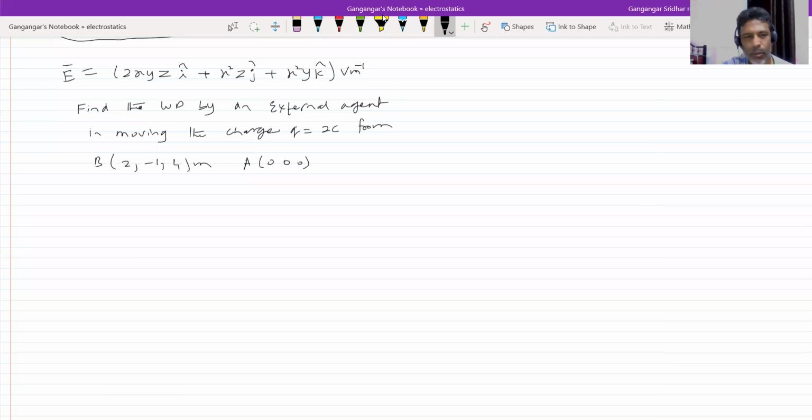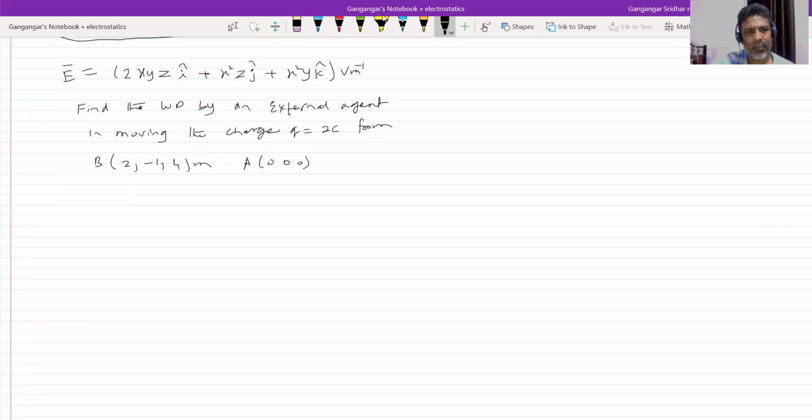Okay, straight away I brought a non-uniform electric field. So don't go for plotting. Don't do it like this, where I plot this particular field, then locate the points, then locate the equipotential. Not needed. Straight away you have to take help of the formula.